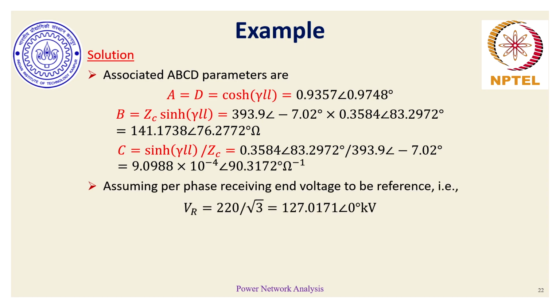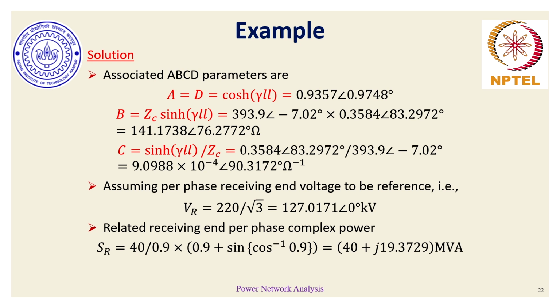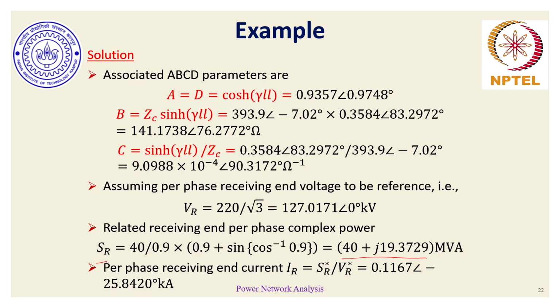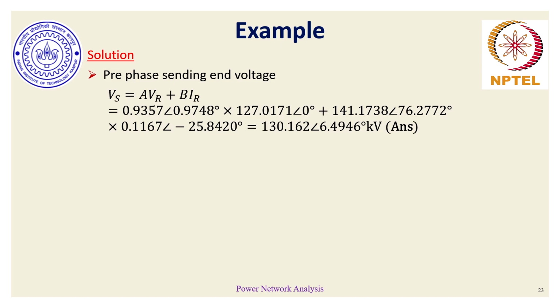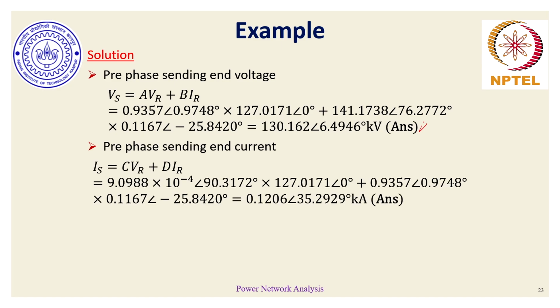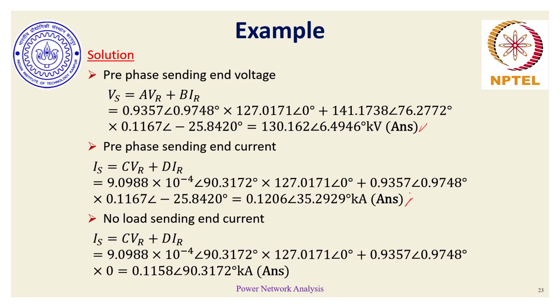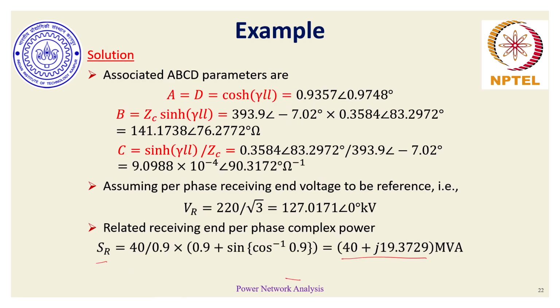Receiving end voltage we choose as a reference. So voltage is known, power is given, power factor is given, so we can find the corresponding complex power, and then the corresponding receiving end current. Plug in those ABCD with VR, IR, we get the sending end voltage, the corresponding sending end current, and the no load sending end current also.